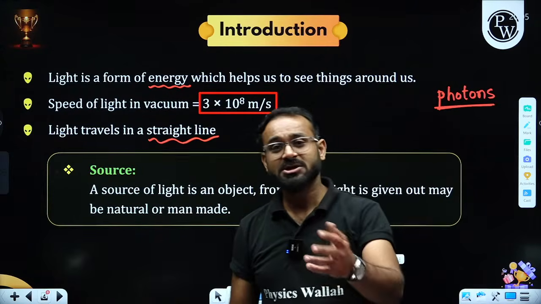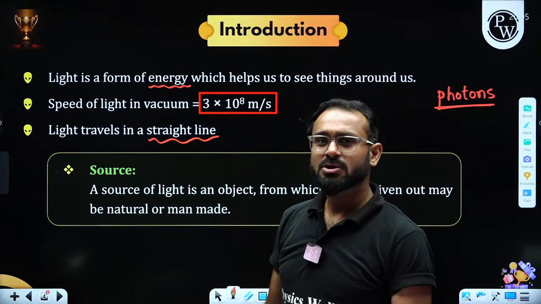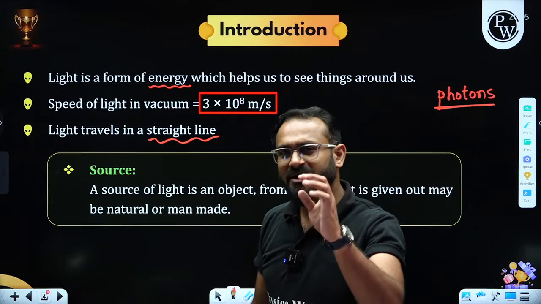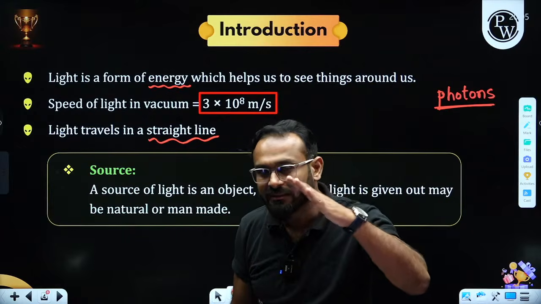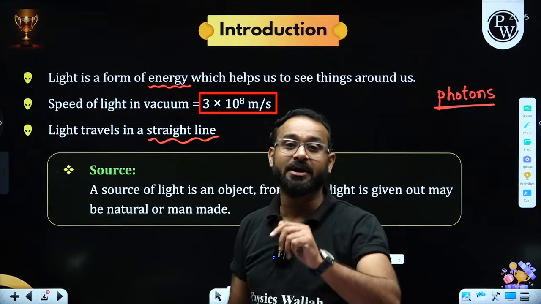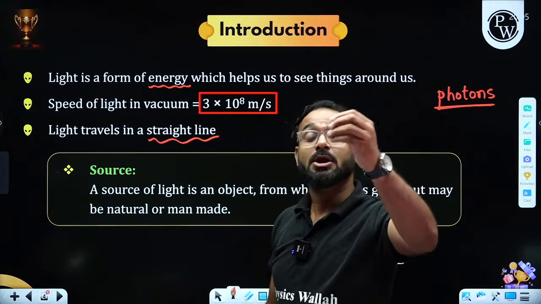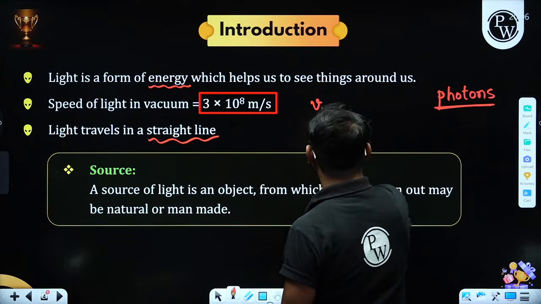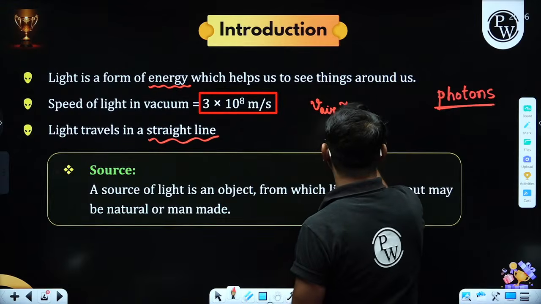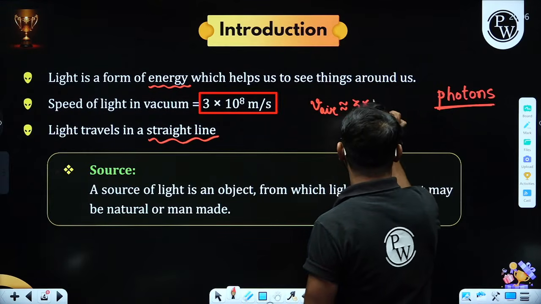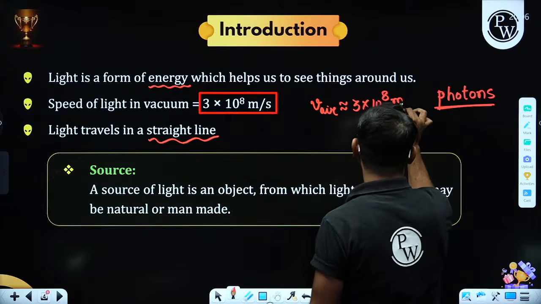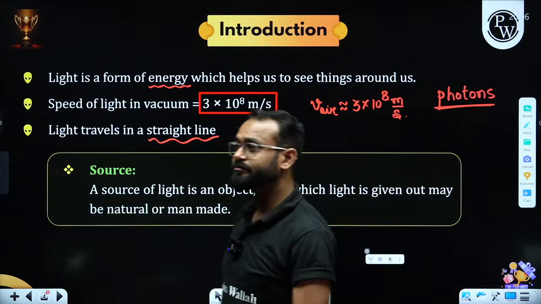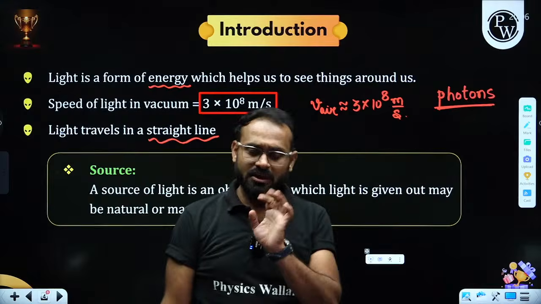Now another question. Sir, what will be the speed of light in air? So that is going to decrease slightly. It is going to decrease a little bit, but it will still be so high that we will consider the speed of light in air to be approximately equal to 3 times 10 to the power 8 meter per second. As simple as that. Clear? Okay, sir. We have got this.